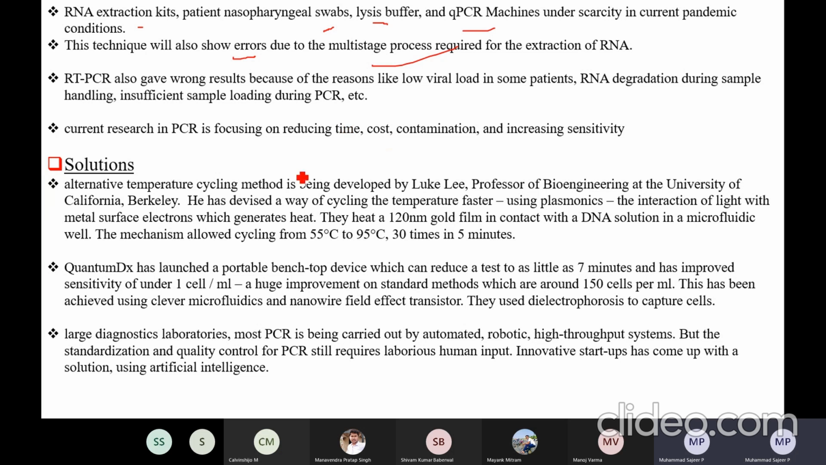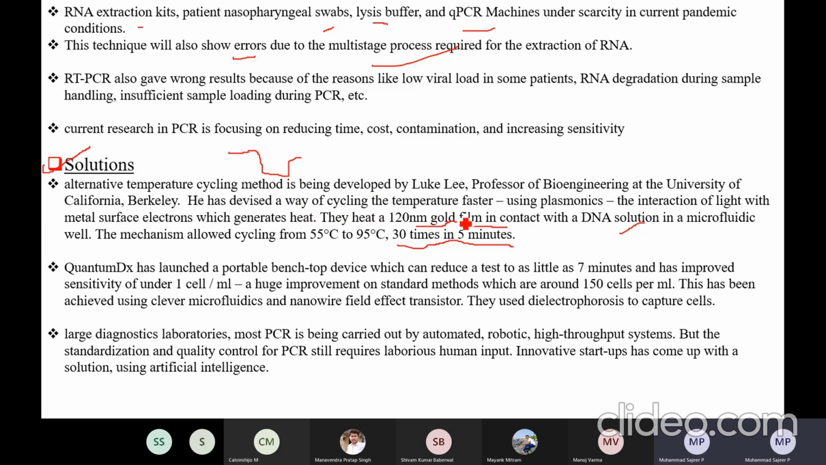There are a lot of issues like that, and some people have come up with solutions, which is interesting. Actually, in PCR, one of the challenges Mayank mentioned is the temperature variation. We had to change the temperature: increase, decrease, increase, like that. But recently, a professor of bioengineering at California, Berkeley, has made a setup using plasmonics, which is a kind of mini PCR. He was able to heat a 120-nanometer gold film, which is in contact with the DNA solution in a microfluidics well. The mechanism allowed him to do 30 cycles in 5 minutes.